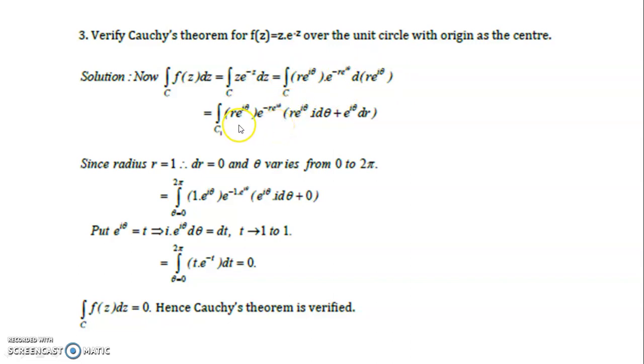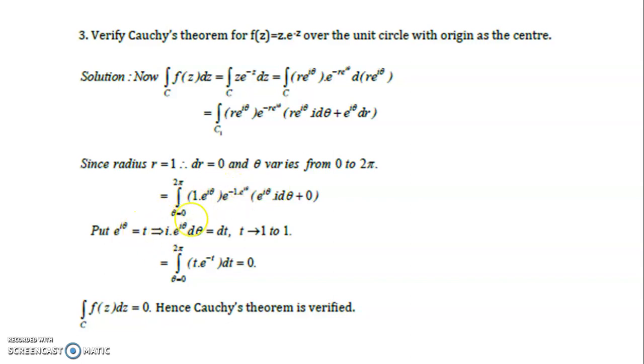Then it would have z = r e^(iθ) and e^(-r e^(iθ)), and definitely that is what we have there. It is the circle C1 we are mentioning, and since the center is at the origin and the radius is unit, r is 1 and definitely dr is 0. But θ varies from 0 to 2π since it is a circle. So it would be simplified by substituting r as 1 and dr as 0, and we only have a dθ there.